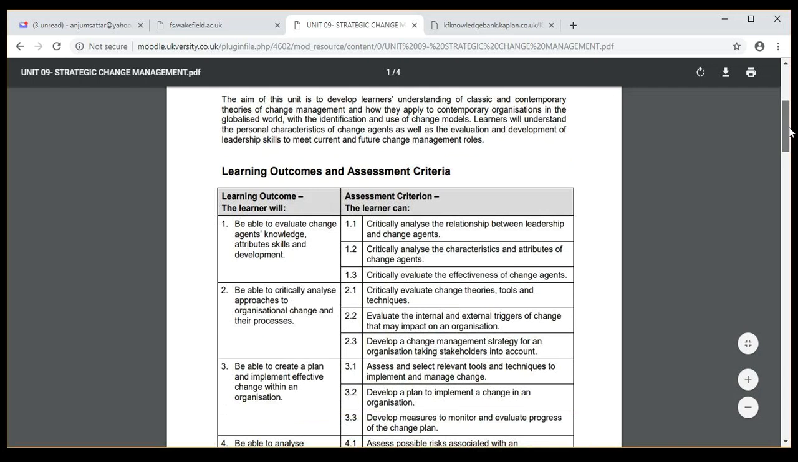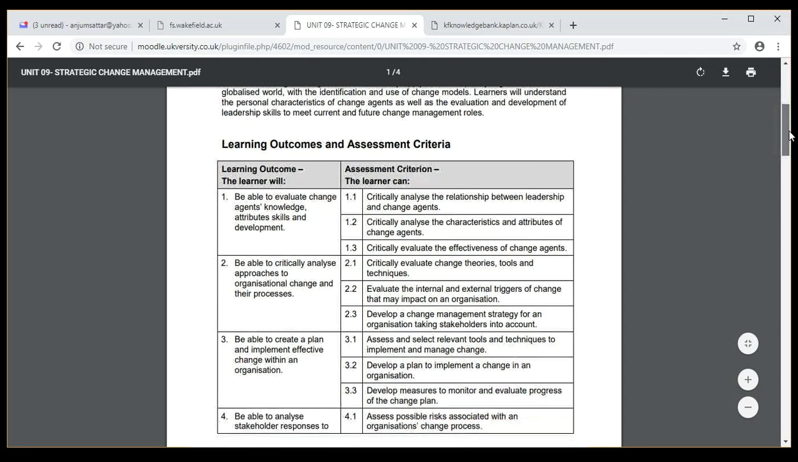We have a learning outcome first, which we will go through first and second today. Be able to evaluate the change agent: knowledge, attributes, skills, and development. We will discuss what sort of skills, what sort of ability, what sort of leadership style is required to make a change happen successfully. Then we'll go through some theories we need to keep in mind, and we'll prepare the change management process, because at the end of the day, whatever change we want, ultimately we want to achieve our organization objective.